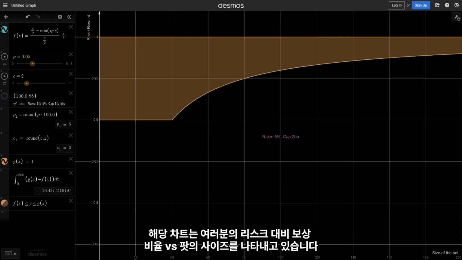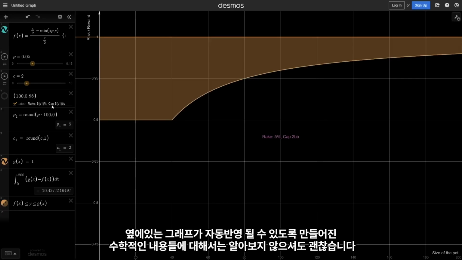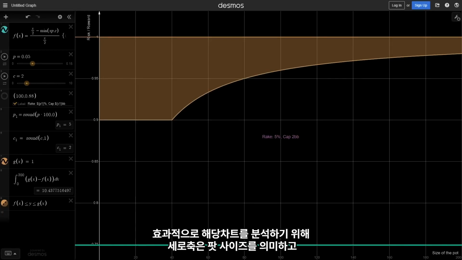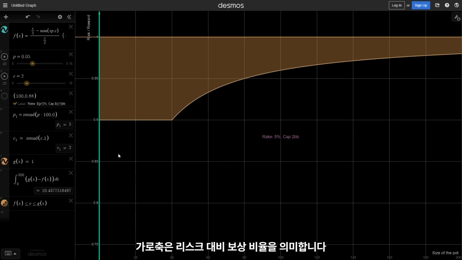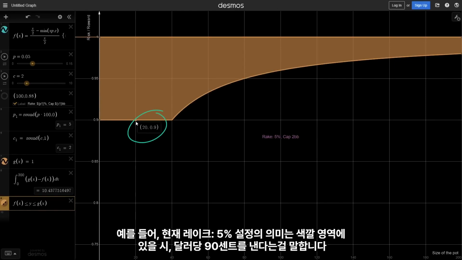In this chart, I've visualized your risk-reward ratio against the size of the pot. So this is the rake utility function. That's this area in green here. Now, you don't have to worry about all of this math on the side. That's just to make the chart interactive. Essentially, the way you read this chart is the horizontal axis represents the size of the pot. The vertical axis represents your risk-reward ratio. For example, here the rake is 5%, and this means that, well, you're in this region, you're going to get about 90 cents on the dollar.